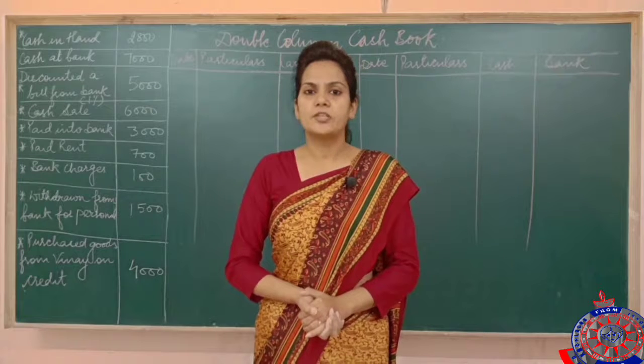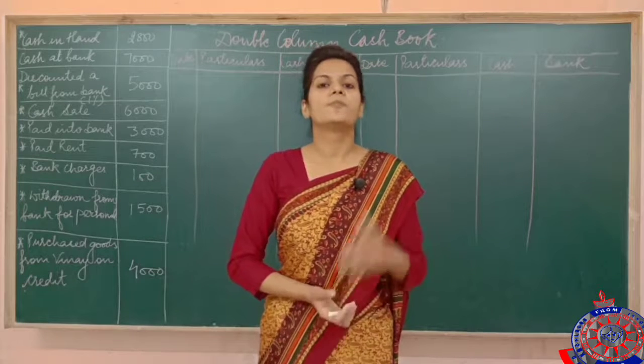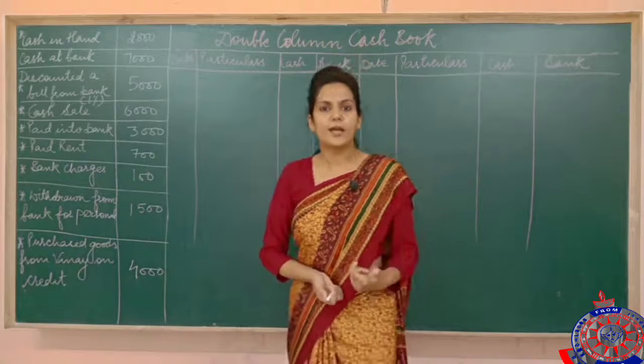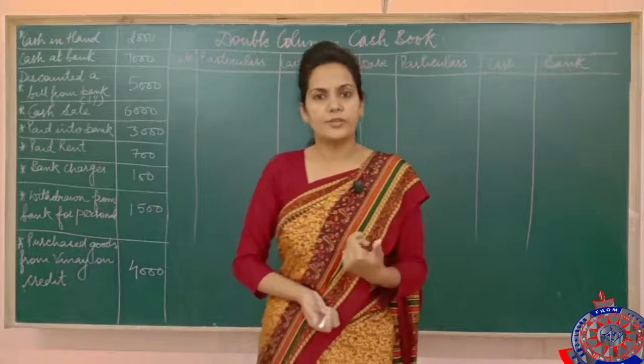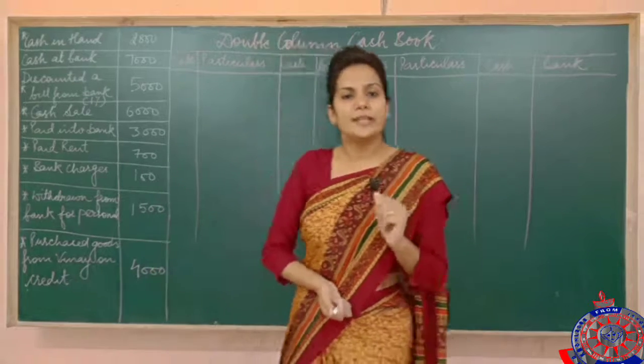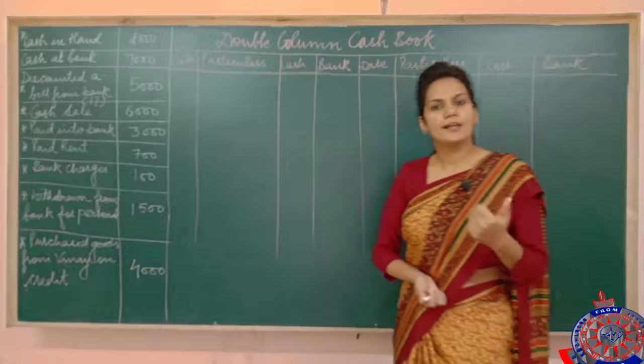In the previous video, I explained to you the format of the double column cash book, why we are making the cash and the bank column, and all those things I made clear. Now let us start with the numerical. I'm going to pick a very easy numerical for you so that you can understand it.